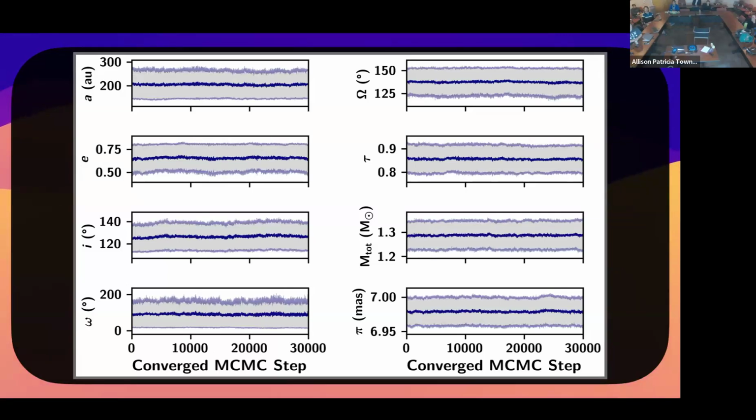So this plot is just demonstrating the convergence of our MCMC fitting. This is after we have thrown out burn-in samples, an equal number, 30 million samples. So this plot is showing the mean and also the mean absolute deviation, which is a measure of the width of these distributions. We have 6 orbital elements, also the total mass of the system, and the parallax, which are 3 parameters in our fitting.